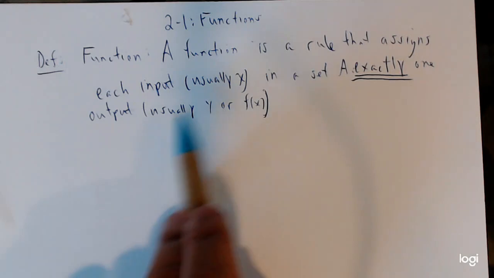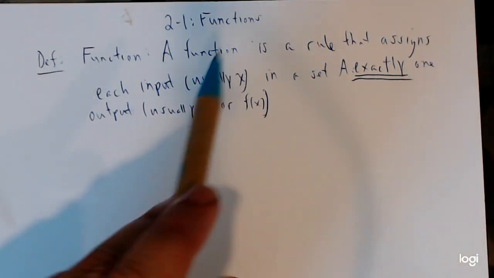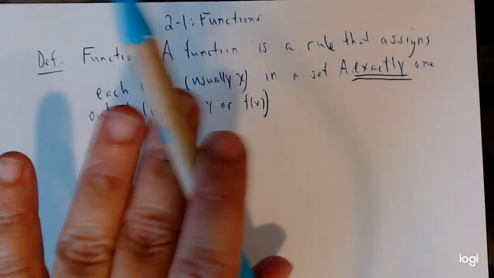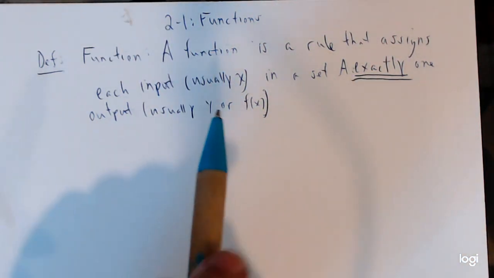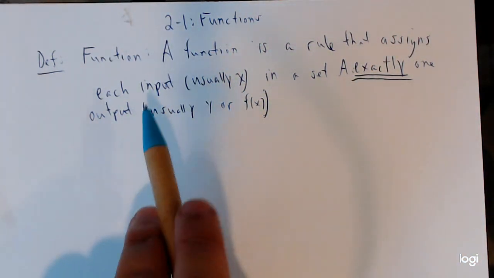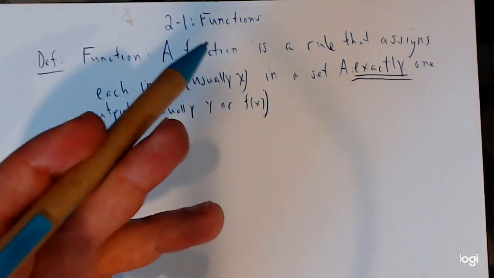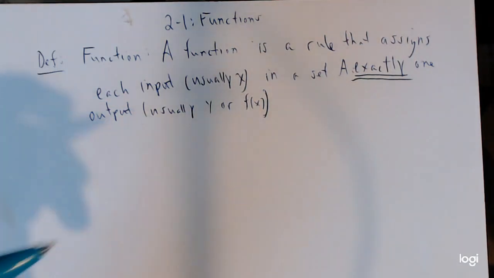So in other words, what are we saying? It would be impossible to plug in one input and get two different outputs. That's going to be impossible. Each input should only take me to one and only one output. If it takes me to more than one output, then that means it's not a function. So just keep that in mind.